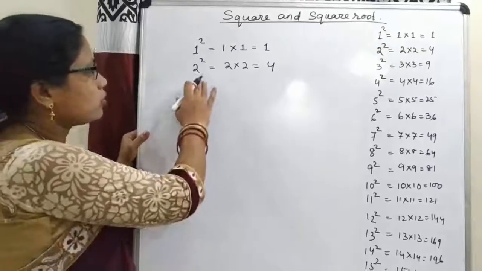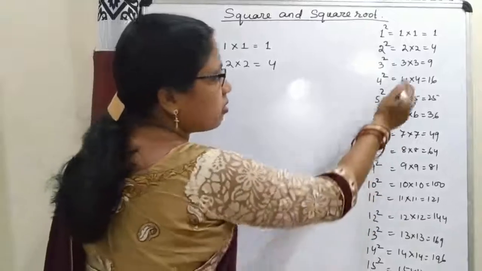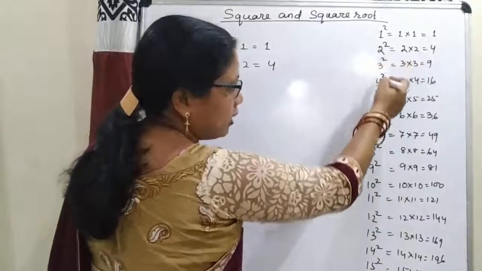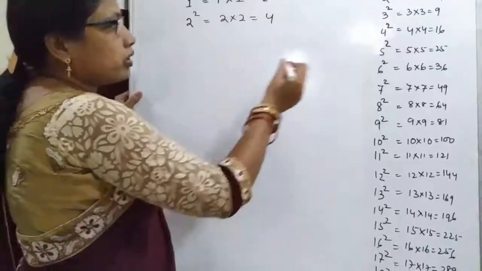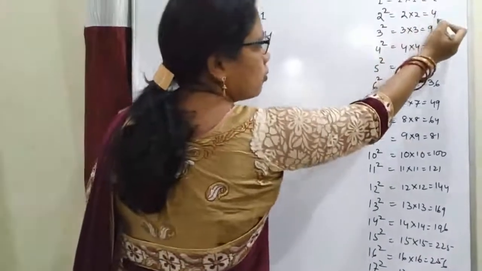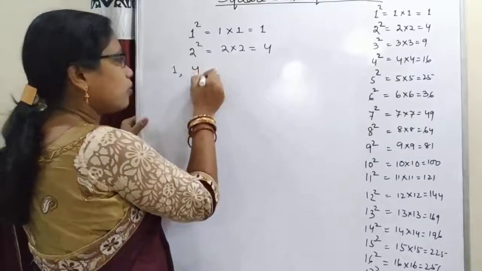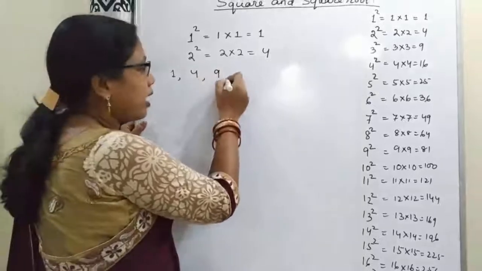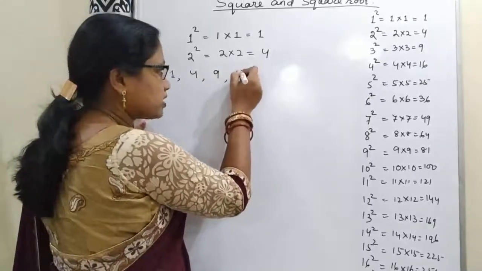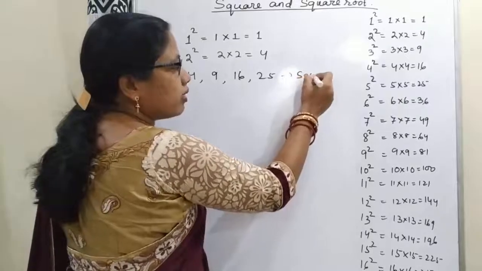So here 2 square is equal to 4. Like this, these are the list of squares of natural numbers from 1 to 20. So these numbers 1, 4, 9, 16, 25. 9 is the square of 3, and 16, 25, these are known as square numbers.